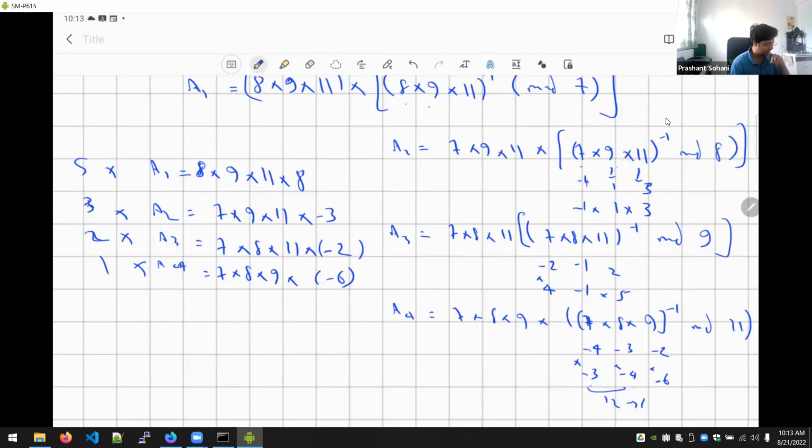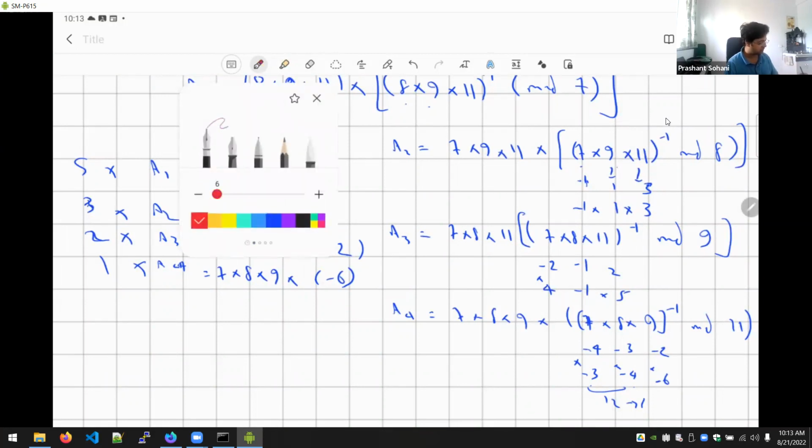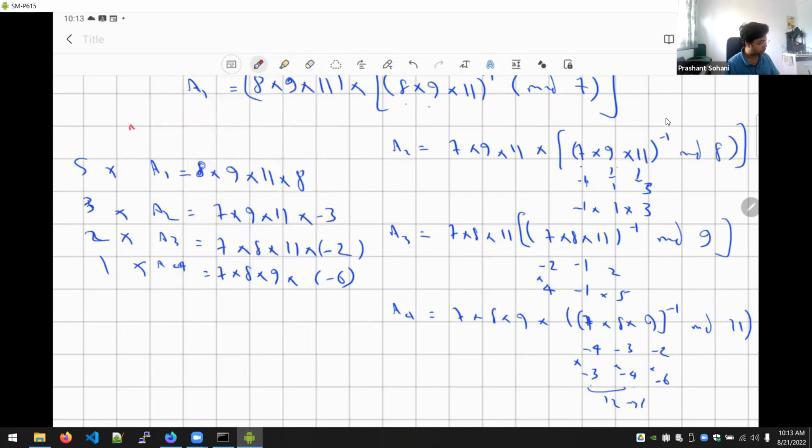How can you do this efficiently? One thing you can do here is quickly notice that ultimately the solution will be modulo the product of all the moduli, so modulo 7 into 8 into 9 into 11, right? So any copy of 7, 8, 9, 11 you see, you can cancel out. So in the first term, you see this 8 into 9 into 11 into 8 can be replaced by 8 into 9 into 11 into 1. So I got rid of one term over there.